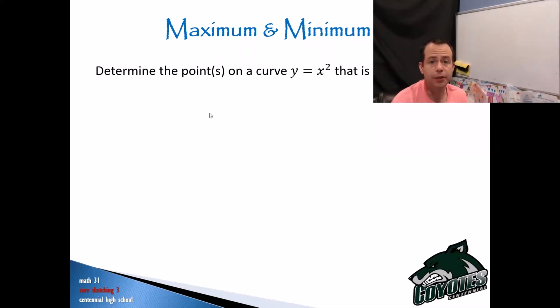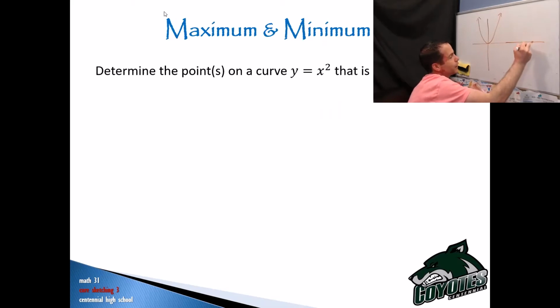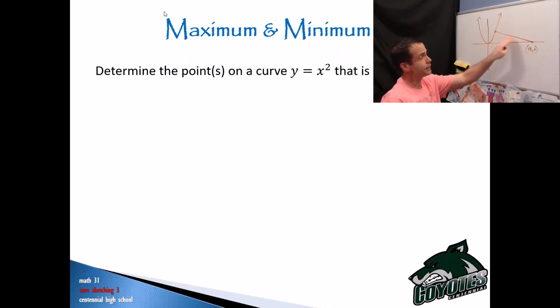Okay, next question. Determine the point or points on the curve y equals x squared that is closest to (18, 0). Now, I want to just kind of map this out for you so that you understand what's happening. So this is y equals x squared. Okay, and then over here, we would have the point (18, 0). And what I'm trying to do is say, okay, which line could I connect back to y equals x squared so that that line is the smallest number possible, essentially, okay?